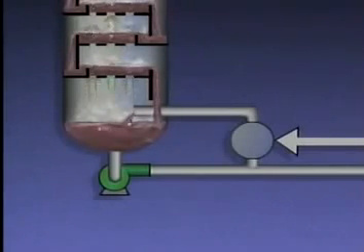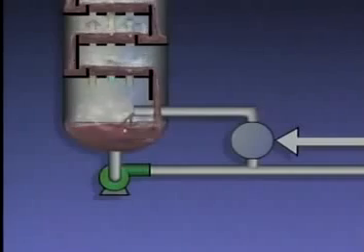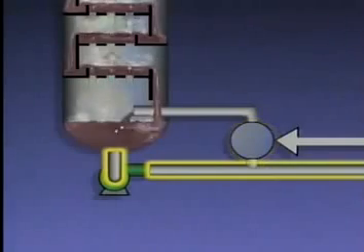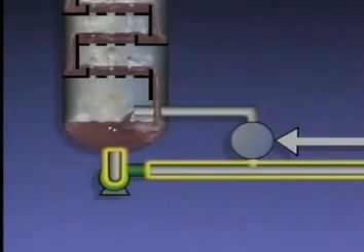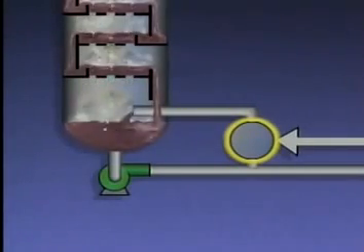Another method used to maximize product purity is called reboiling. The bottom's liquid that's drawn off from the tower is sent to a heater called a reboiler. The rest of the bottom's liquid is sent to storage or to other units in the plant as the tower's bottom's product. The reboiler heats the liquid it receives so that a mixture of vapors and liquid is formed.